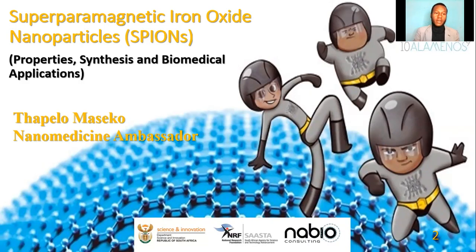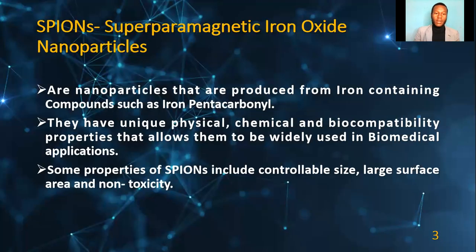Today I'll be presenting about superparamagnetic iron oxide nanoparticles, which are sometimes called SPION. I will give their properties, the techniques that I use to synthesize them, and I will also provide their biomedical application. SPION are nanoparticles that are produced from iron-containing compounds such as iron pentacarbonyl. They have unique physical, chemical, and biocompatibility properties that allow them to be widely used in biomedical application.